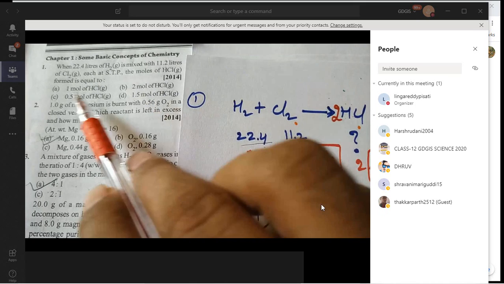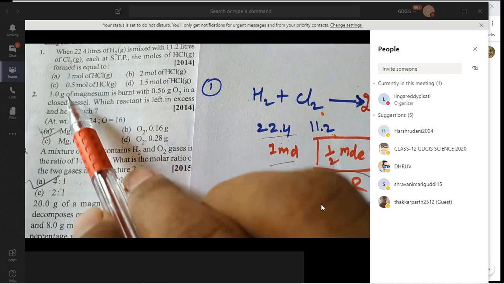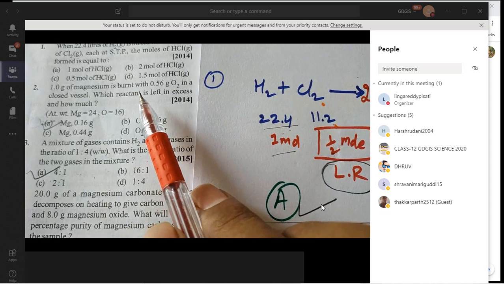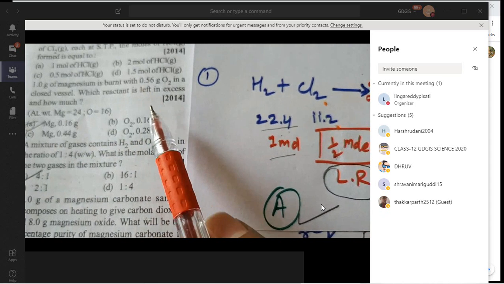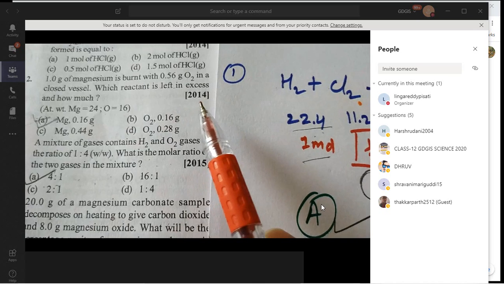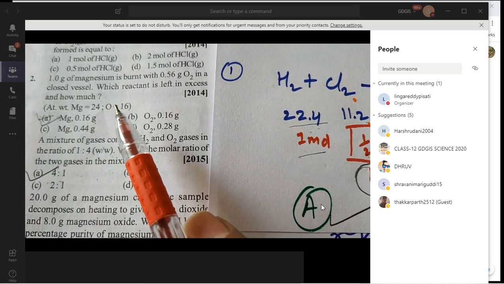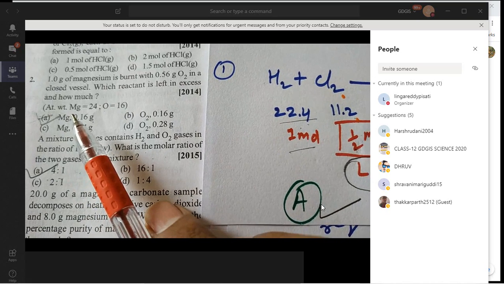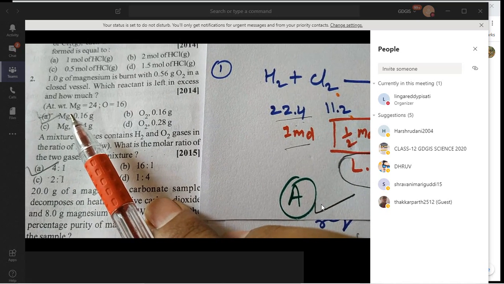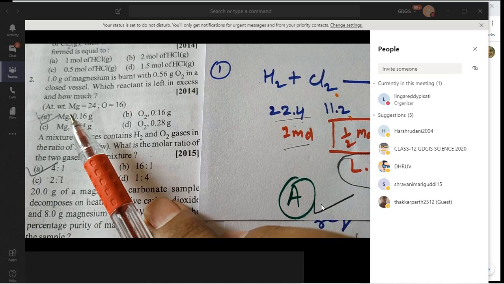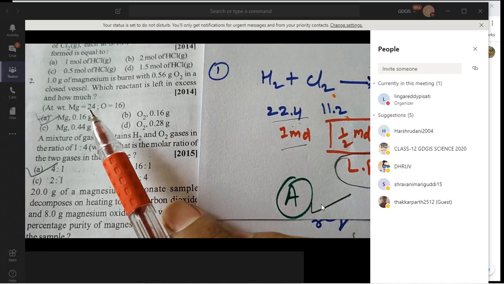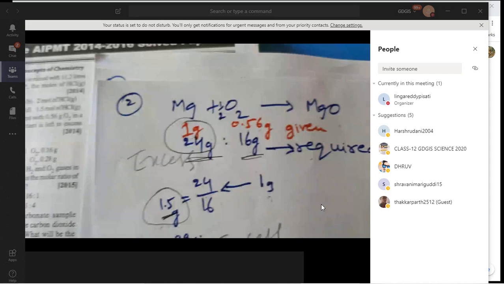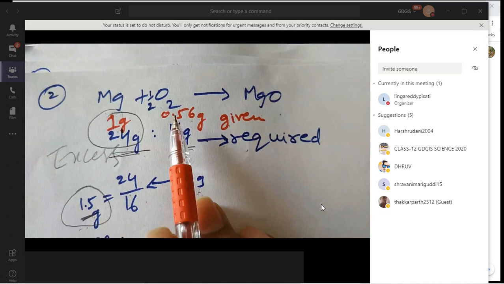You can see here. Next, question number 2. 1 gram of magnesium is burned with 0.56 gram of oxygen in a closed vessel. Which reactant is left in excess and how much? Again, this also depends on the limiting reagent. So first you write the equation. Magnesium plus oxygen gives 2 magnesium oxide.